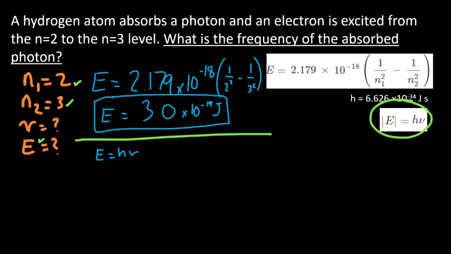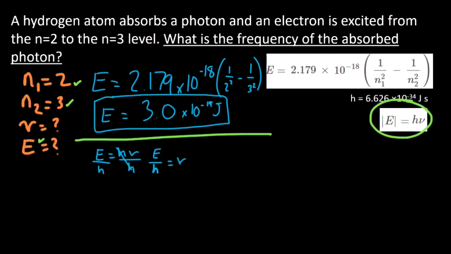So what do we do? We want to get frequency by itself. Right now it's being multiplied by h. So to get frequency by itself, I'm going to divide both sides by h. That's going to make that h cancel out, and it will tell us that E divided by h is equal to our frequency. Make sure that looks like an h and not an n.